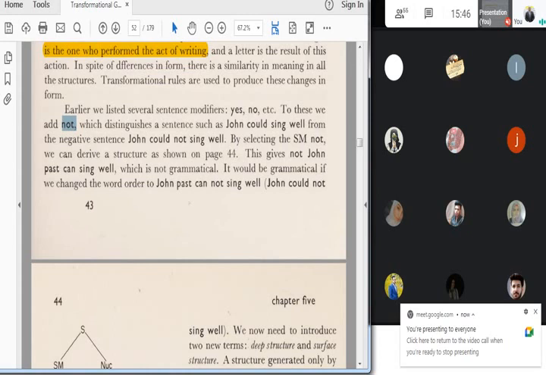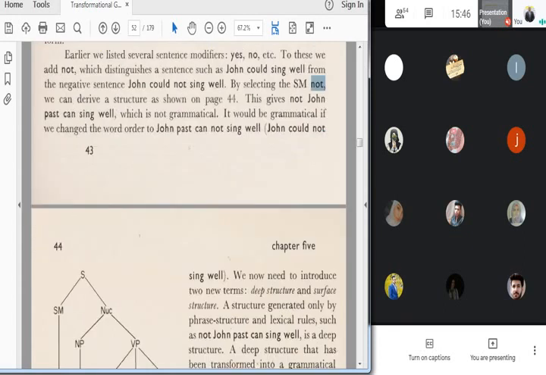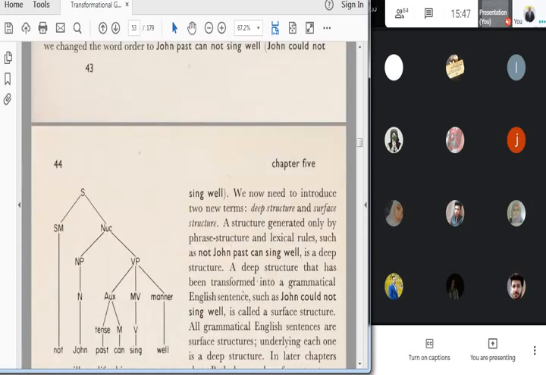Add to them not. Not, the negation marker or the negative marker, distinguishes a sentence such as "John could sing well" from the negative sentence "John could not sing well." By selecting the sentence modifier not, we can derive a structure as shown in the figure on page 44. This gives "not John past can sing well," okay? In the surface structure, not is placed after the subject and before the main verb, but here we place it before the whole structure. I won't say the sentence, it is the structure, which is not grammatical. It would be grammatical if we change the word order to "John past cannot sing well." John could not sing well.